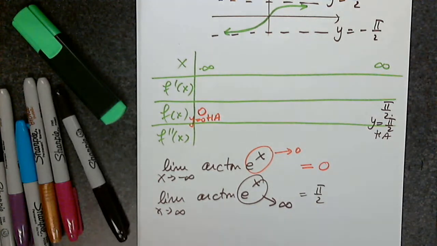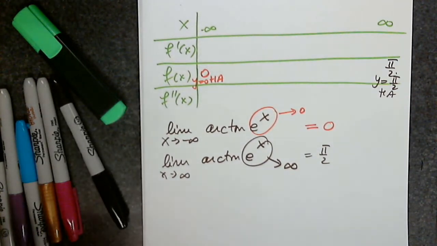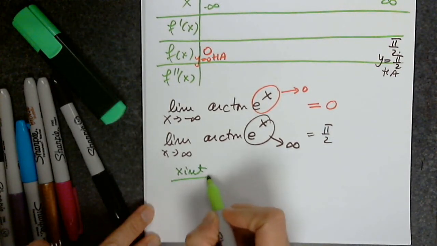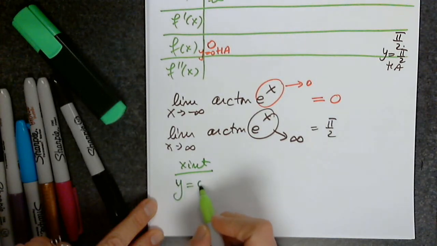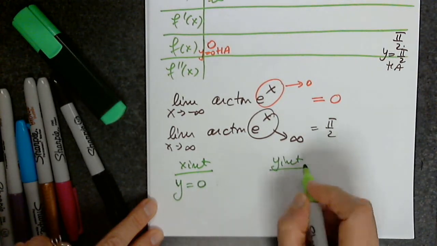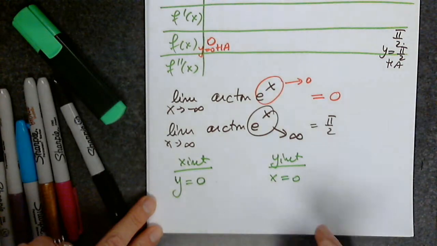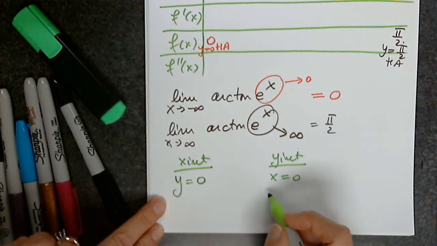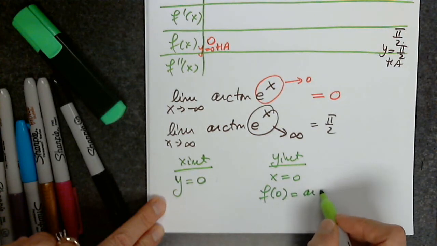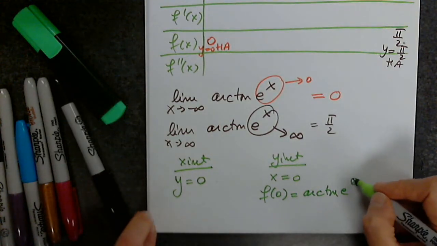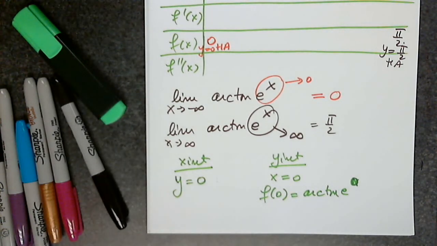Yes? Okay, perfect. So now I'm trying to see if this function has x and y intercepts. So for the x-intercept, I have to set y equal to 0. For the y-intercept, I have to set x equal to 0. Good. So let's start with this one. So I want to find f of 0, which is arctangent e to 0. I should have written 0, not x. Okay, so how much is e to the 0? 1. How much is arctangent 1?